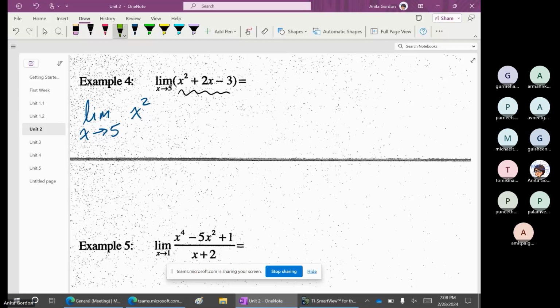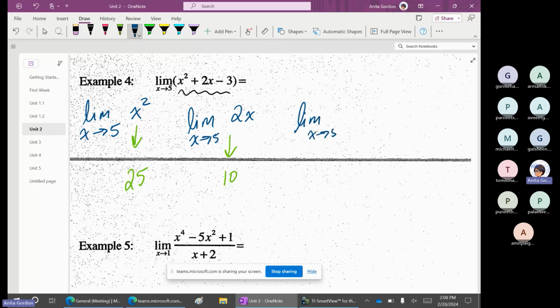$25. Yeah, this is going to be 25. What is the limit as x approaches 5 of 2x? 10. What is the limit as x approaches 5 of 3? Just 3. So 25 plus 10 minus 3 equals 32. Done. Yes, sir. Could you factor out the x squared plus 2x minus 3 and do that?